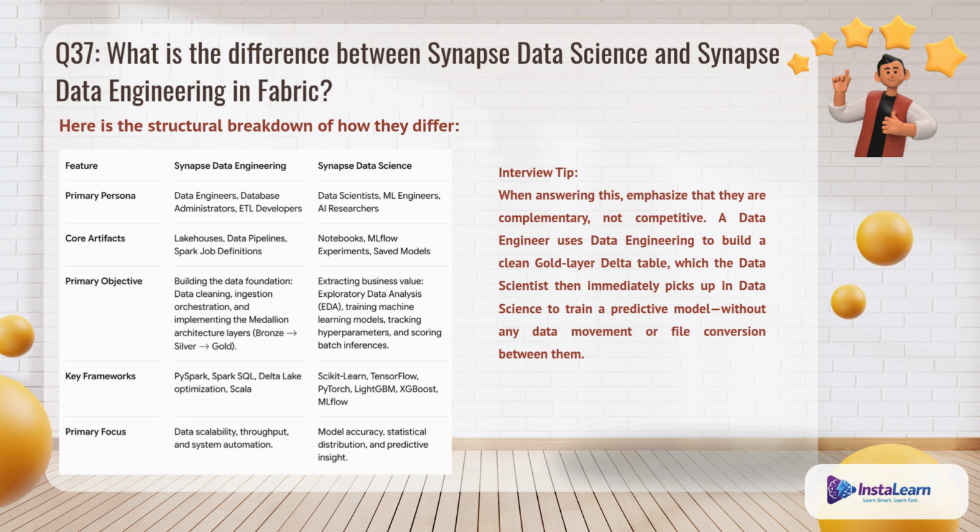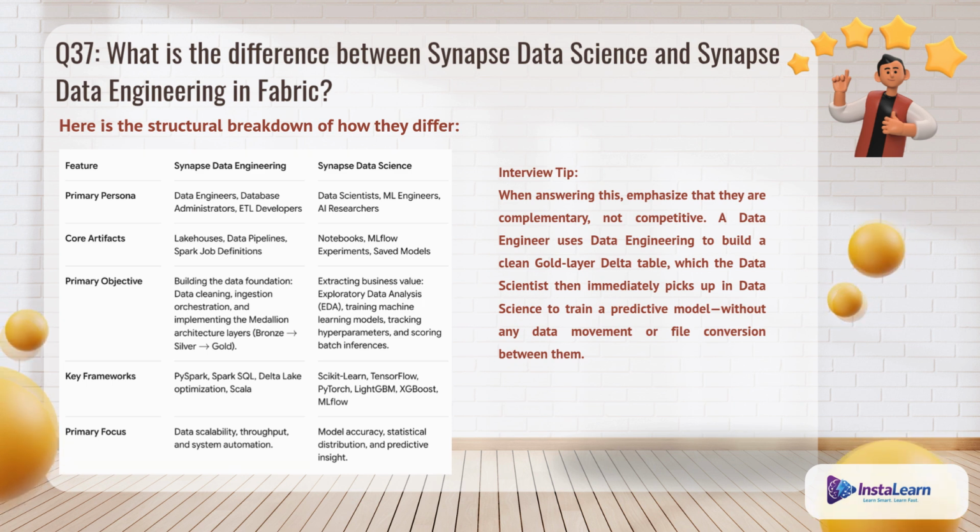Moving to the primary objective. The goal of data engineering is to build the data foundation. This includes data ingestion, data cleaning, orchestration, and implementing the medallion architecture layers, bronze, silver, and gold. On the other hand, data science focuses on extracting business value from data. This includes exploratory data analysis, training machine learning models, tracking hyperparameters, and generating predictions through batch inference.